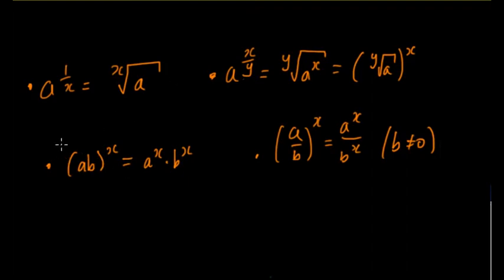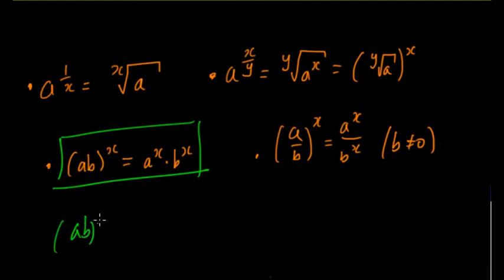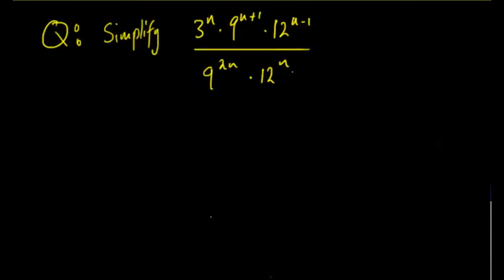Probably the most important one from these 4 is this one here. You have cumulative, where you have a^(bx), which is equal to a^x times b^x. So now we're going to look at an example about how we can use the laws we just learnt and simplify this expression here.